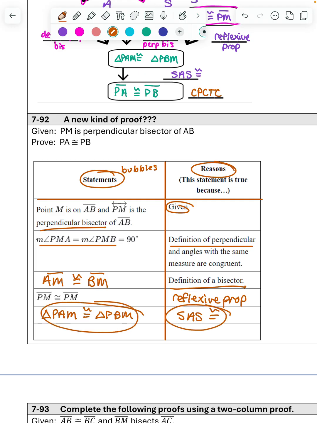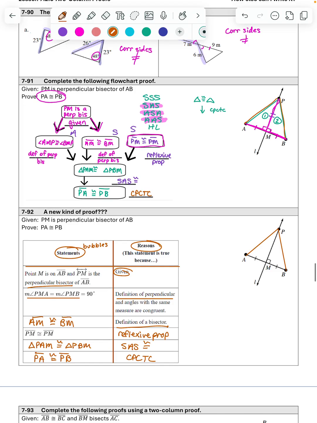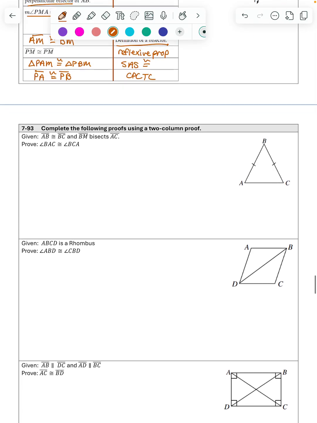So again, my statement, my reason. And now that I've said the entire triangles are congruent, I'm going to say that their two corresponding sides are congruent, and this is because of CPCTC. So this is the exact same proof, the exact same problem, the exact same line of reasoning. It's just formatted differently. And so if you have not been enjoying the bubbles, by all means start using the T-chart. And we're going to do a little bit more practice with T-chart proofs.